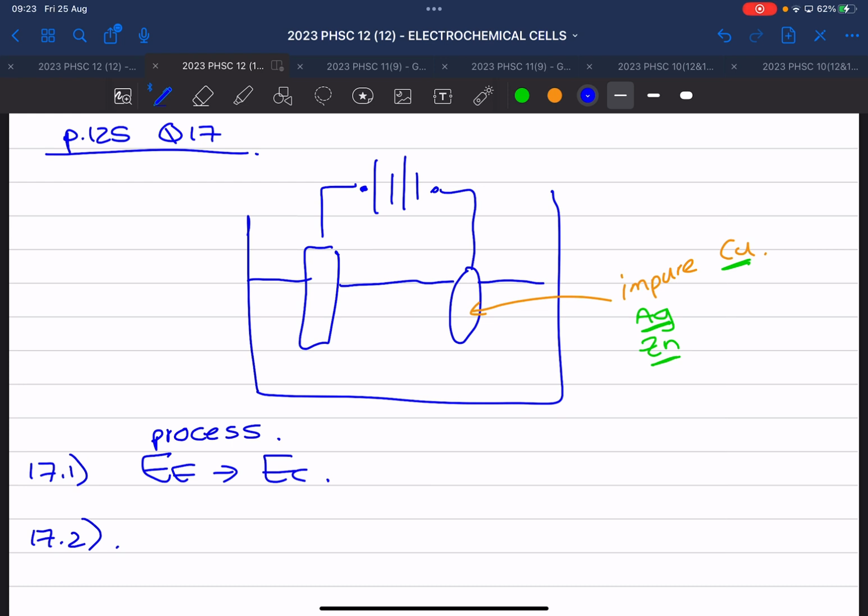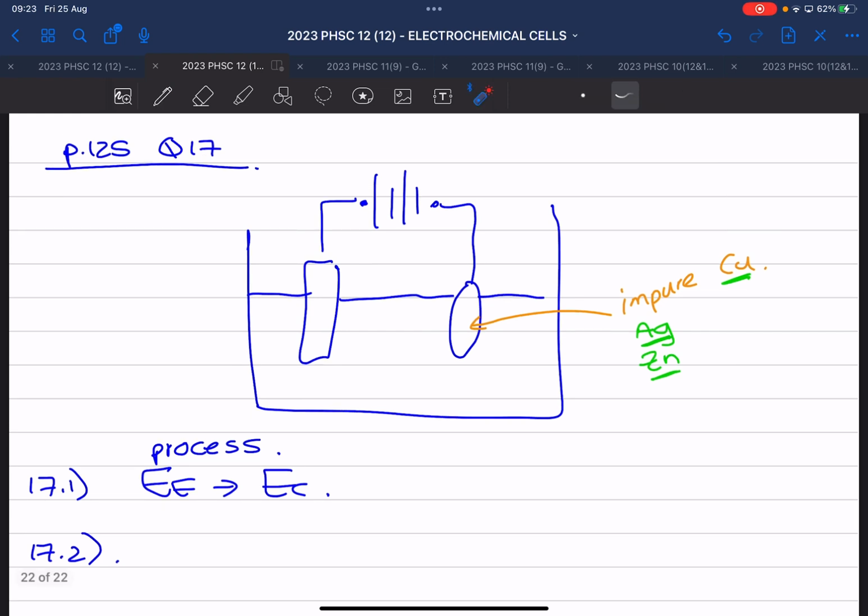Okay, so now they say there's impure copper here, but there's also a bit of silver and zinc, and they want to purify that copper, meaning they want it to deposit on there copper. Yes? Okay. Now they ask, name or formula of two positive ions in the electrode.